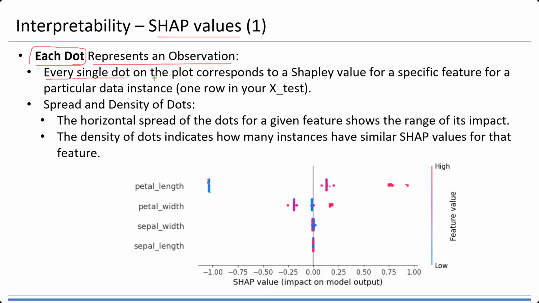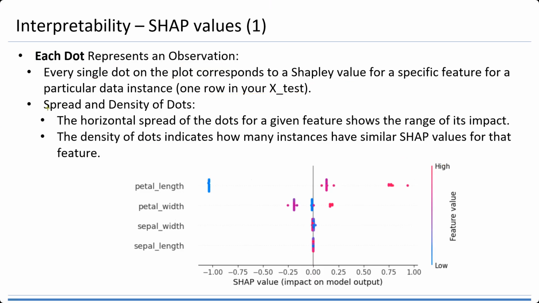Every single dot on the plot corresponds to a Shapley value for a specific feature for a particular data instance. So, one row in your X test data. If we have X test data equal to 30, then each dot means one data point in your testing. This is another data point in your testing. This is another data point in your testing.